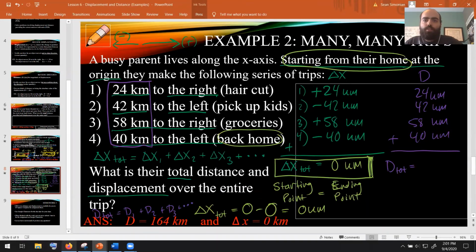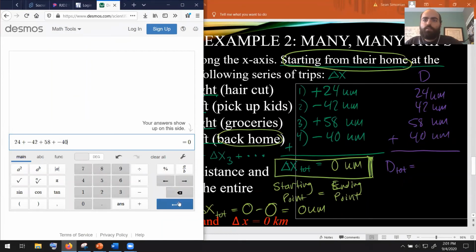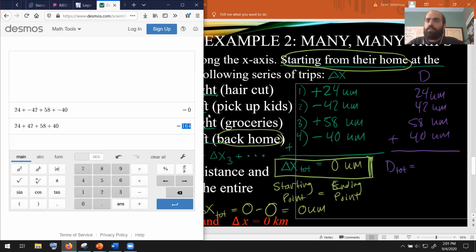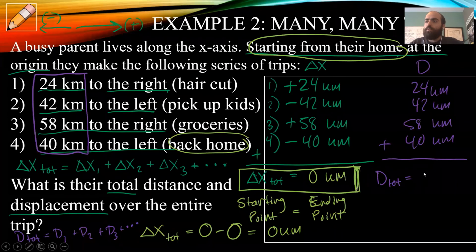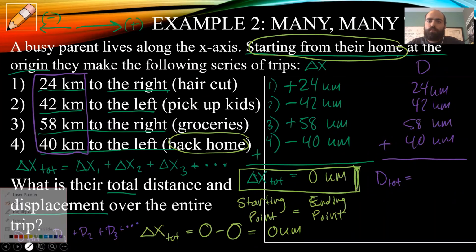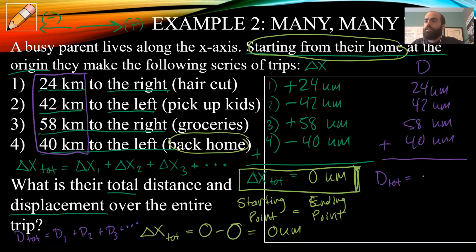So again, we're just going to go into Desmos, do a new line, and then add up all those numbers. So we're doing 24 plus 42 plus 58 plus 40, and that gives us the total distance with units of kilometers, right? All of these had units of kilometers. So when we add up that total distance and get 164, that's 164 kilometers. And that's how you would get the total distance. It's 164 kilometers.